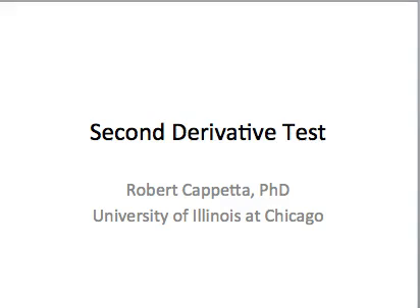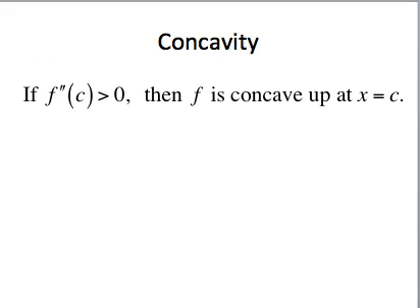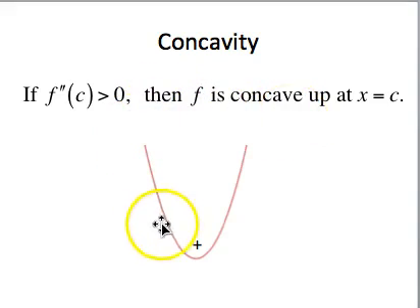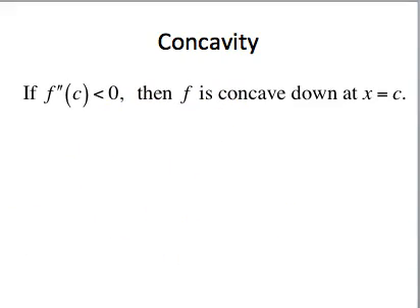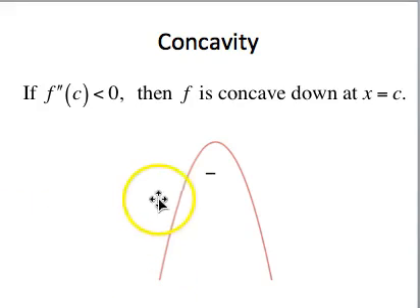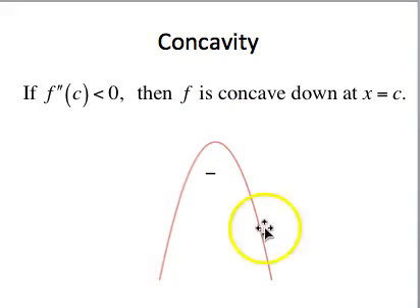Our first notion is the notion of concavity. If the second derivative at c is positive, then f is concave up. What does that mean? It means its shape is bending this way. It looks like the graph of y equals x squared, so bending upwards. If the second derivative is negative, then f is concave down, in which case it looks like the graph of y equals negative x squared.